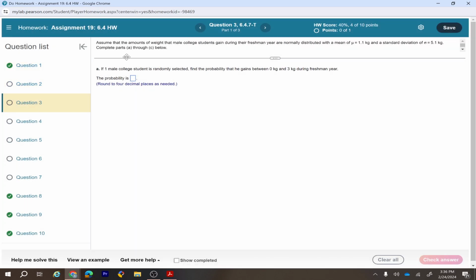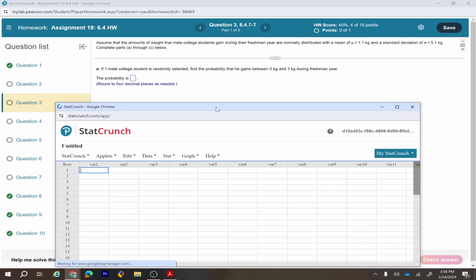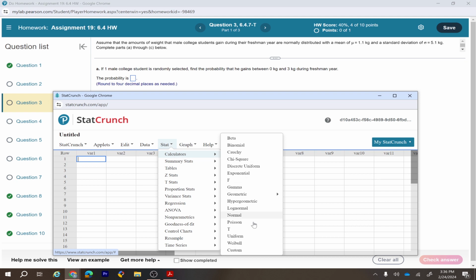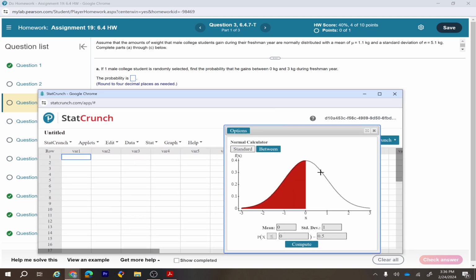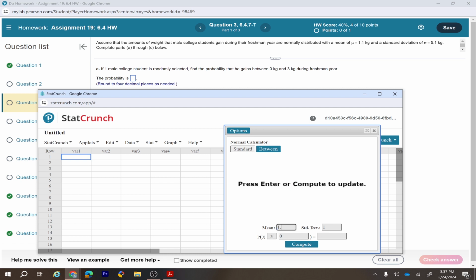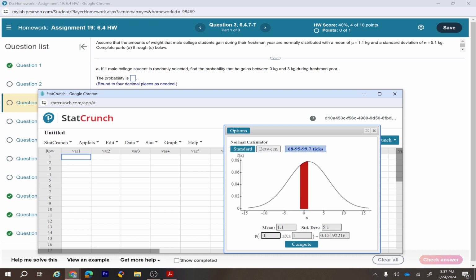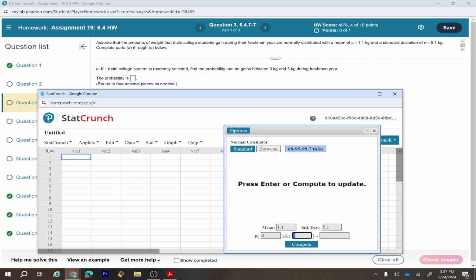Okay, here's the thing: assume that the amounts of weight that male college students gain during their freshman year are normally distributed, with mean 1.1 kg and standard deviation 5.1 kg. If one male college student is randomly selected, keep in mind this is normally distributed, so we can use the normal distribution calculator. Go to the stat calculator and then the normal distribution calculator. The mean is 1.1 and the standard deviation is 5.1 kg. If one person is selected randomly, what is the chance that the person's weight gain is between 0 kg and 3 kg?